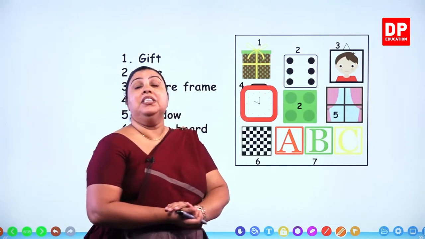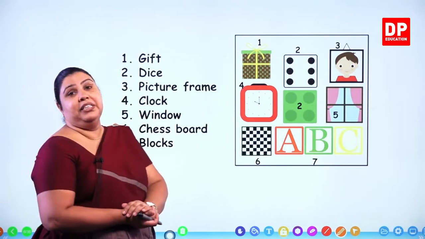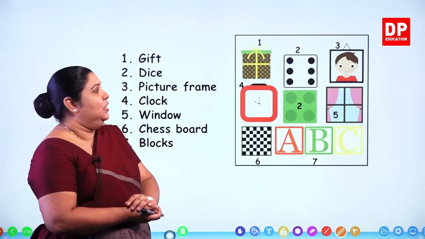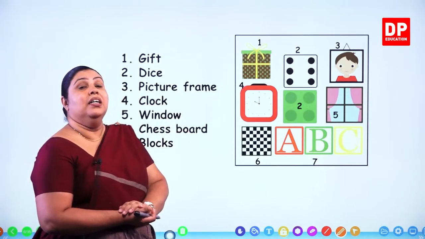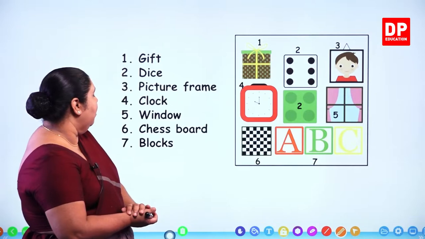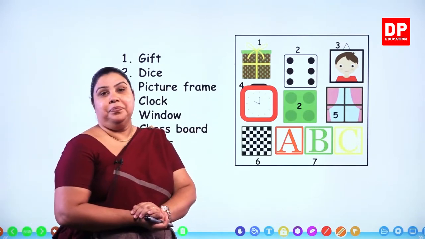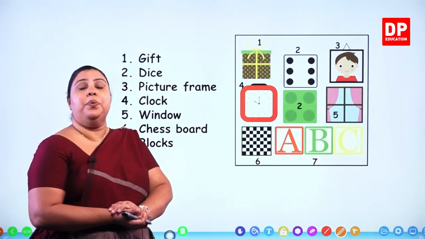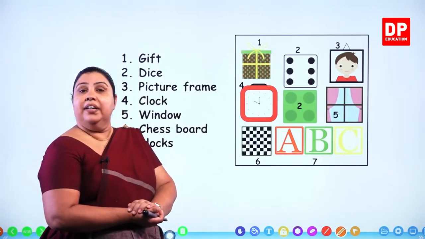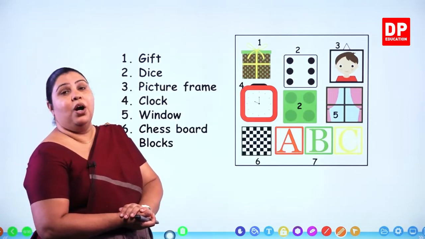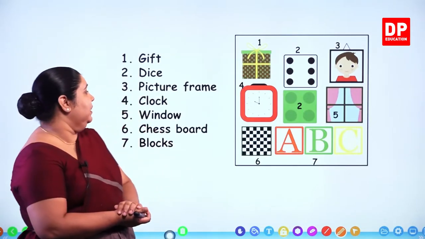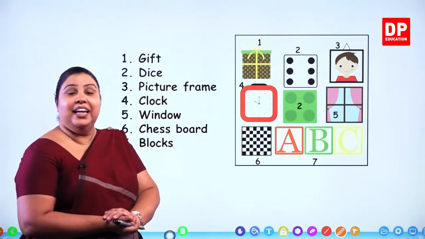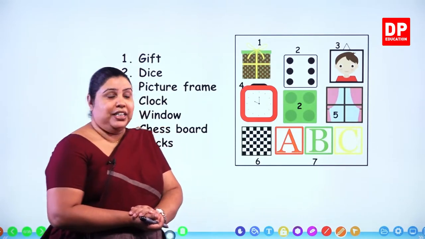Number 3, picture frame. Number 3, picture frame. So there are square shaped picture frames. Then number 4, clock. Clocks can also come in the shape of a square. Number 5, over here, window. Windows come in square shapes as well.